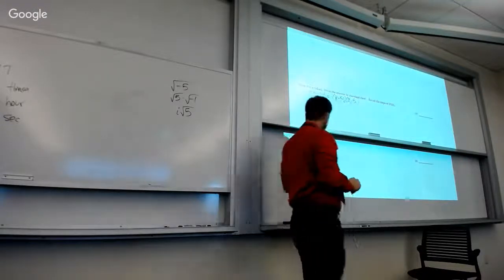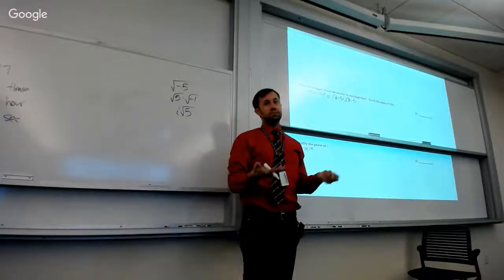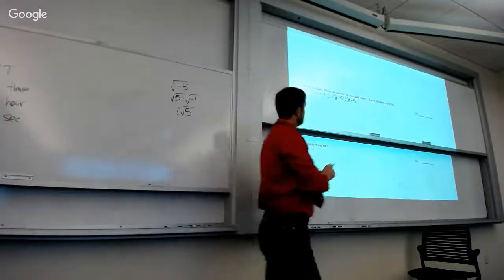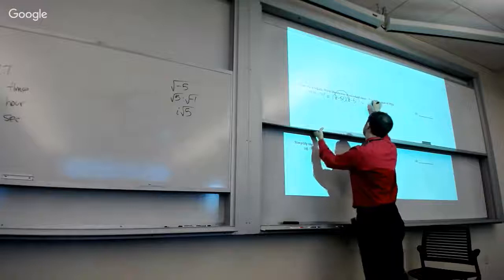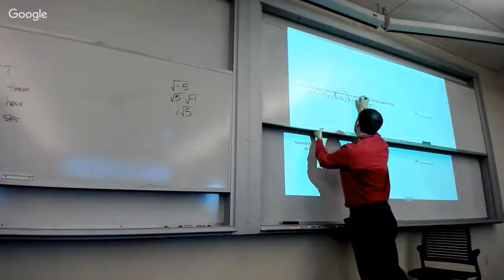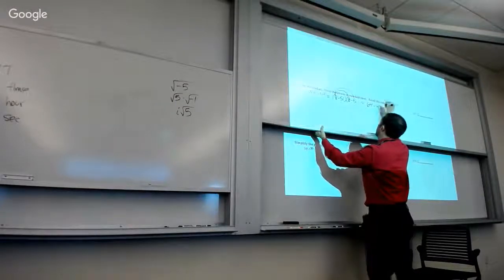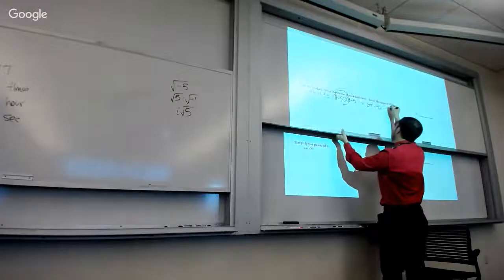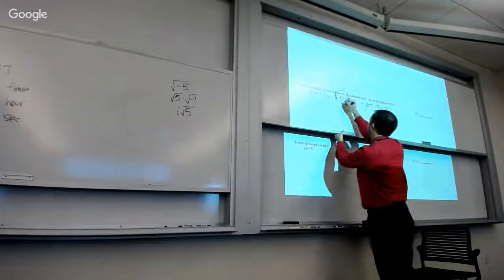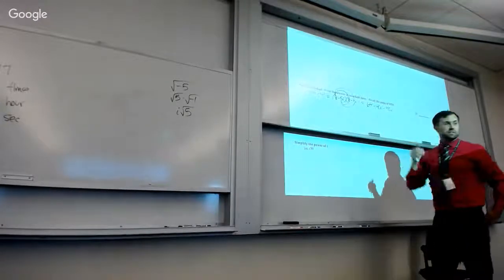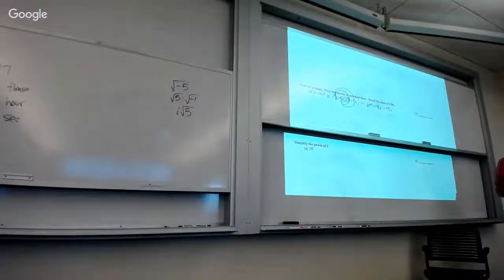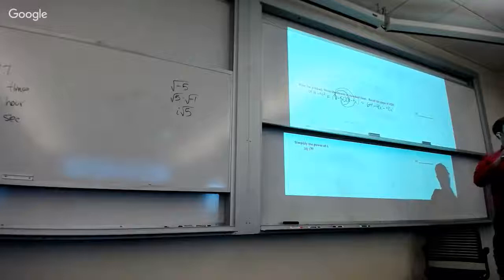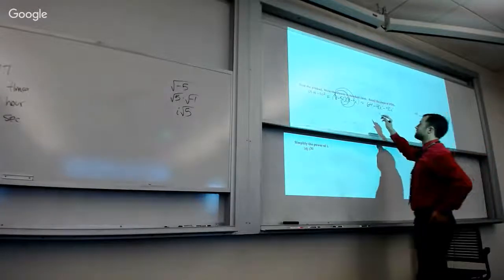And then at that point, you just do normal FOIL. So you do your first, outer, inner, last. I'm always going to draw my lines. First is 64. Outer is minus 40i. Inner is another minus 40i. And then last, this one's a little tricky. What's negative 5i times negative 5i? Miranda? What would negative 5i times negative 5i be?